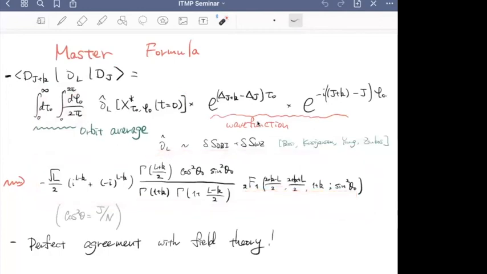But surprisingly, this complicated expression is in perfect agreement with the field theory, namely the tree level computation in N equals 4 SYM. But I should emphasize that the way one arrives at this expression in holography and gauge theory is completely different.